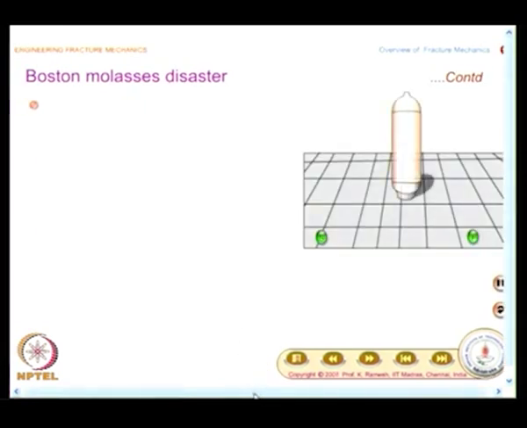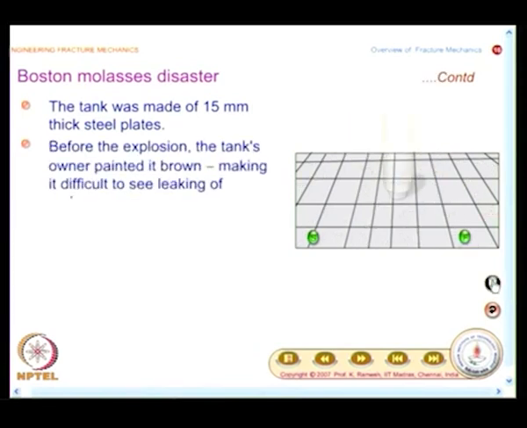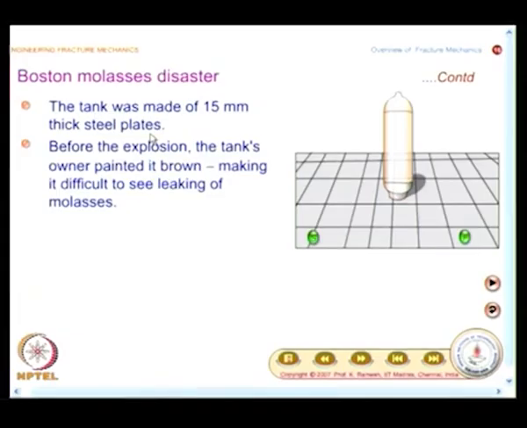Let us look at what happened. First thing is, the tank was made of 15 millimeter thick steel plates, very thick, 15 millimeter thick is very large. So, one should really relax, I have made out of very thick plate, why should I worry? And what happened? Before the explosion, the tank's owner painted it brown. Even this is looked at.